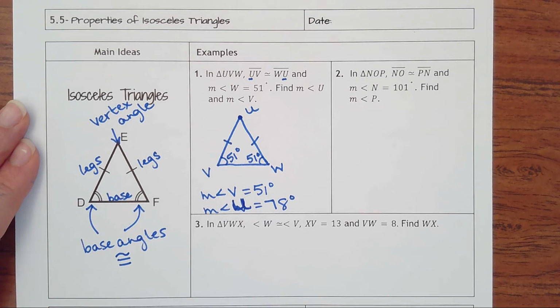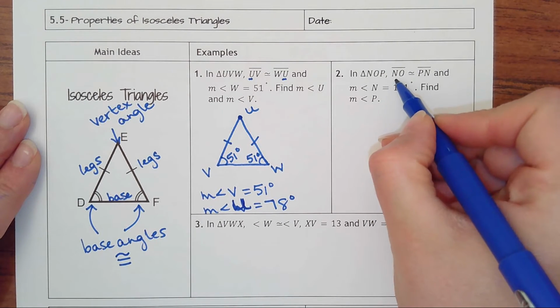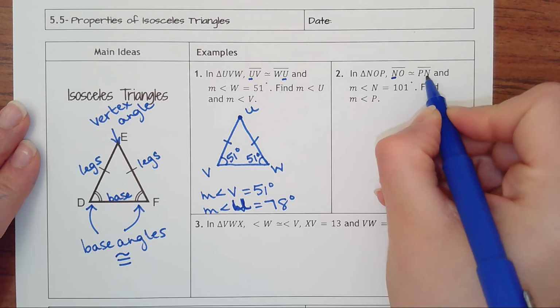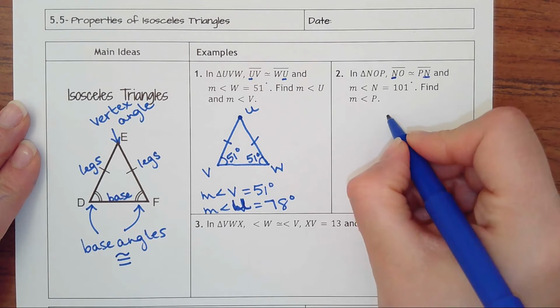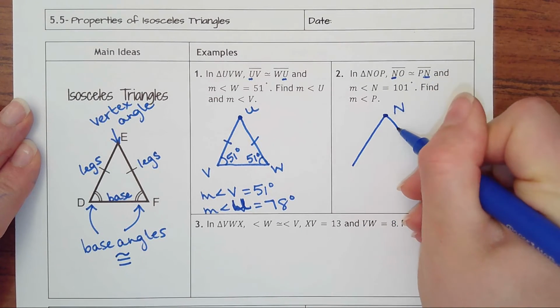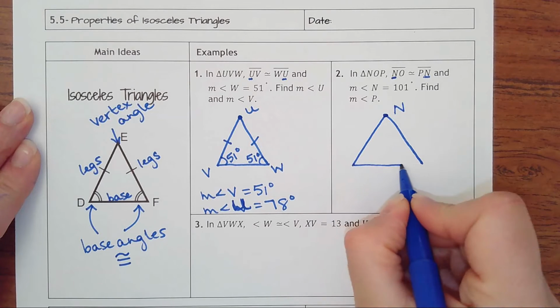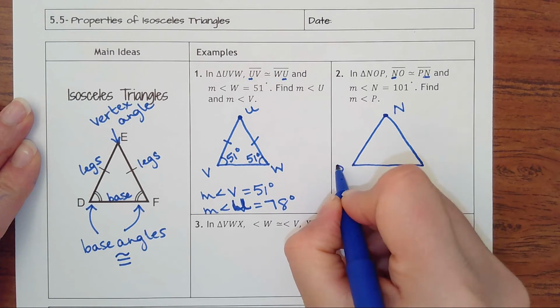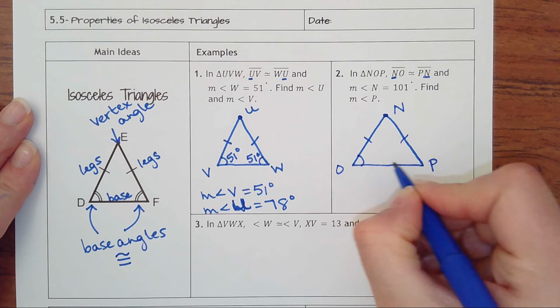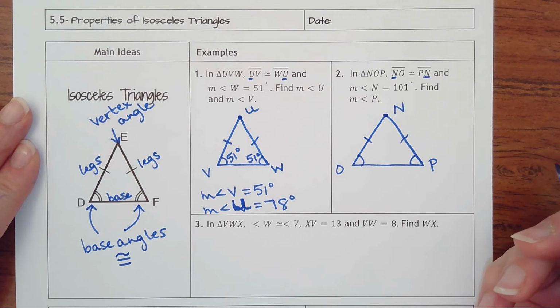All right, number 2, we have another triangle called NOP. NO and PN are congruent. So stop right there and see that they both have an N in common. So that would be our vertex. And I always draw my triangles the same, the vertex at the top, that helps me. So we'll call this O and this P. These are congruent, so mark them so that I know already these angles will be congruent, the base angles.